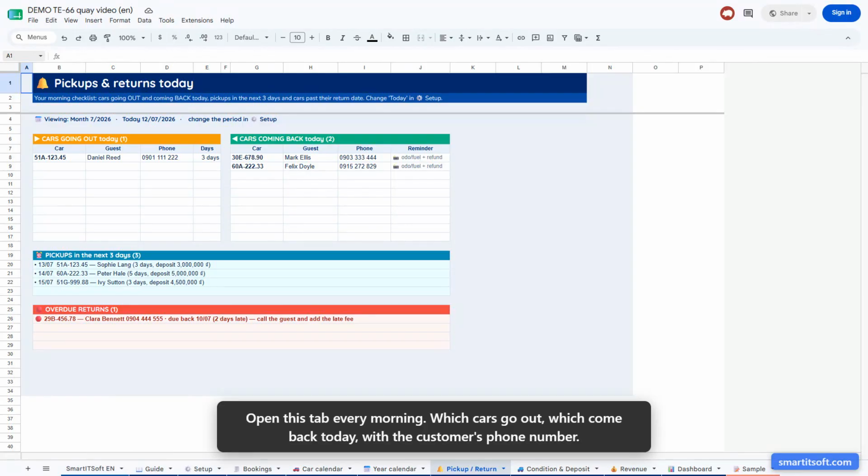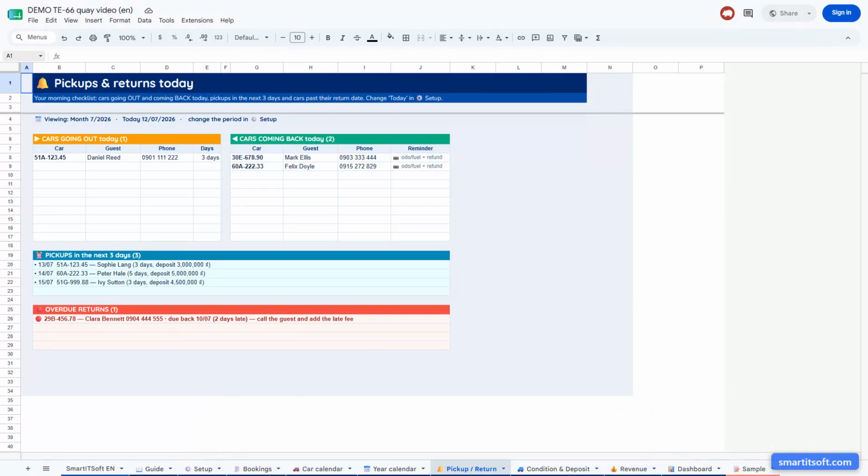Open this tab every morning. Which cars go out, which come back today, with the customer's phone number. Below that, pickups in the next 3 days, and cars past their return date, most overdue first.